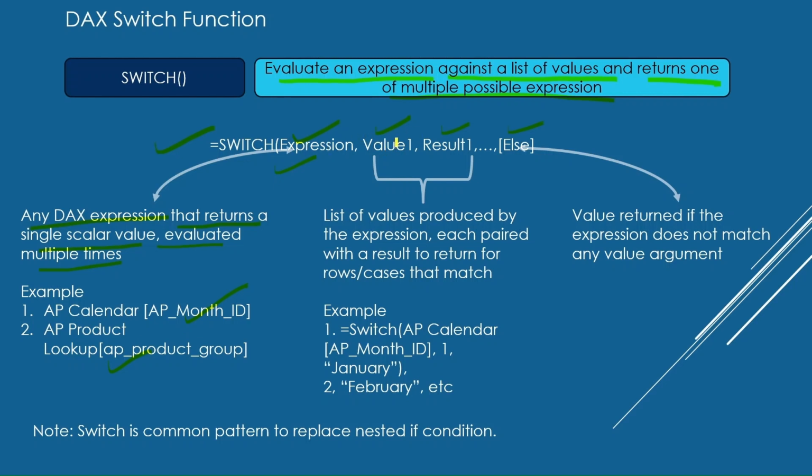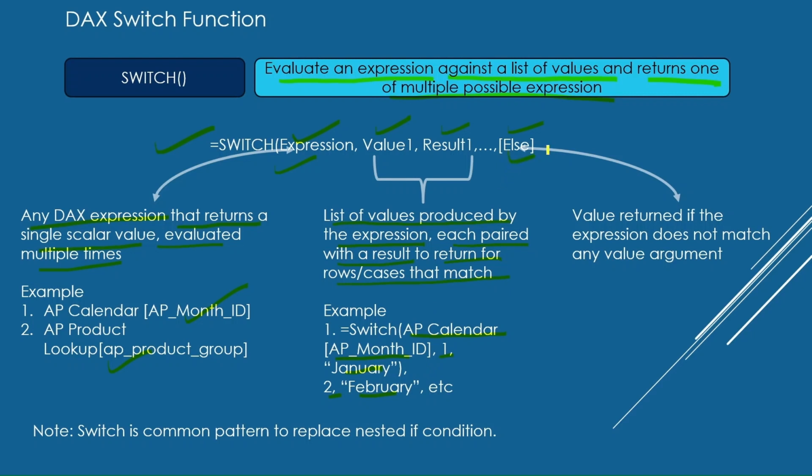Let's talk about this value and result 1. It is a list of values produced by the expression, each paired with a result to return for the rows that match. So this expression value will produce a paired result. How will the paired result look? This AP calendar, AP month ID, how is it paired? It is paired like 1 means January, 2 means February, like this.